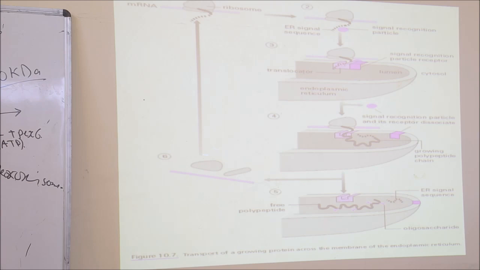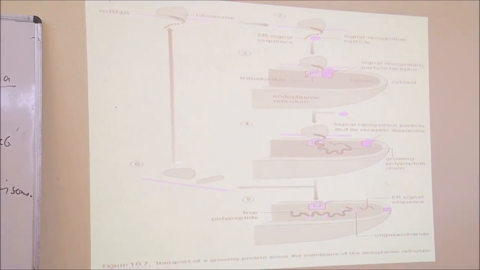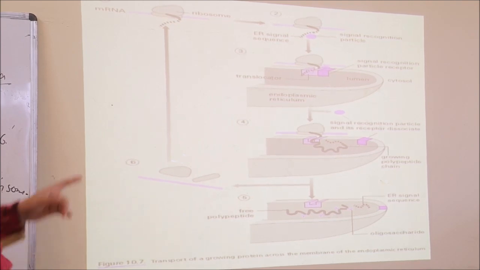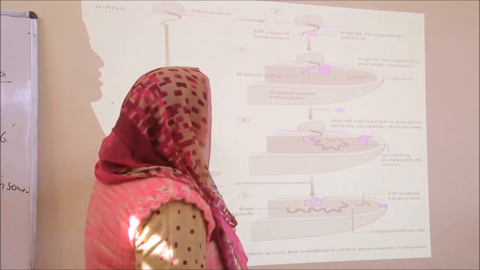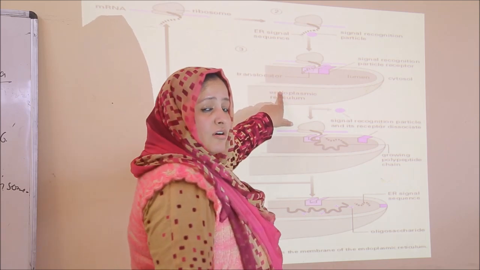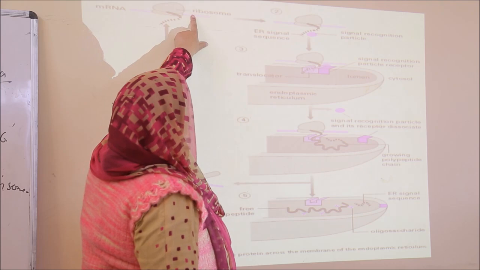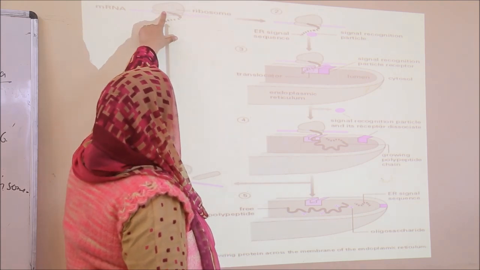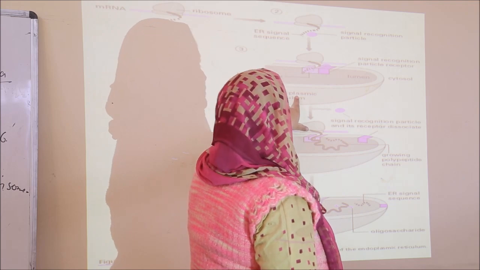This is what we discussed for the proteins which are translated on the free ribosomes of the cytoplasm. Now another example is when proteins are translated on the ribosomes which are present on the endoplasmic reticulum. This pink is our mRNA. It gets translated on the ribosomes which are present on the endoplasmic reticulum.